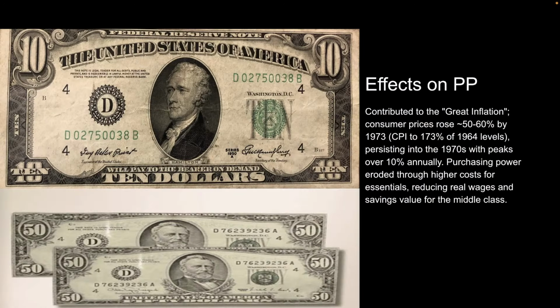And the same exact effects happened again. It contributed to the Great Inflation. Consumer prices rose 50 to 60% by 1973, CPI to 173% of 1964 levels, persisting into the 1970s with peaks of over 10% annually. Purchasing power eroded through higher costs for essentials, reducing real wages and savings value for the middle class.